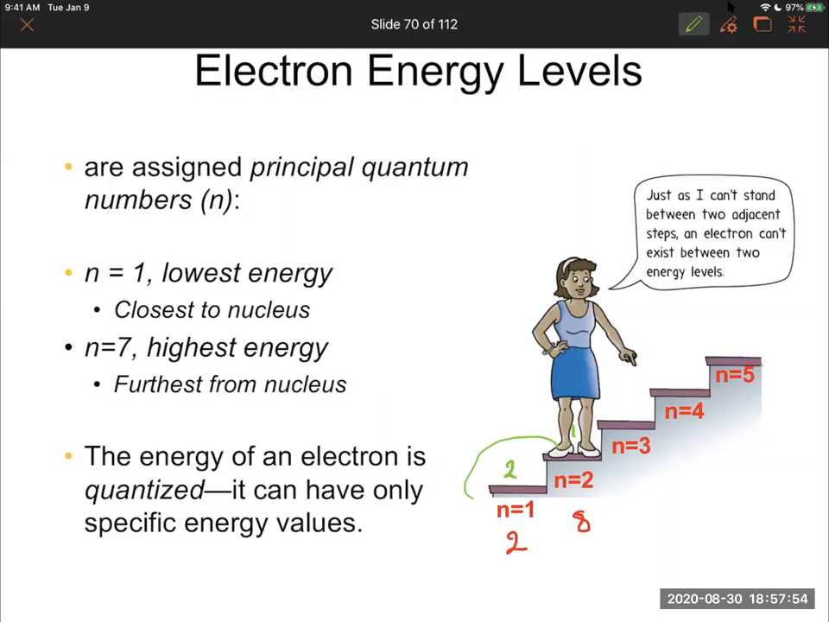The energy of an electron is quantized. What that means is that it has a specific amount of energy. Let me see if I can relate it. Let's say N1 can only hold 100 calories, but you need to put 300 calories. Because it's quantized, meaning it can only hold 100 calories, you're going to put 100 in one, and then the rest you put in N2. And if you have leftover, you put it in N3, and so on.